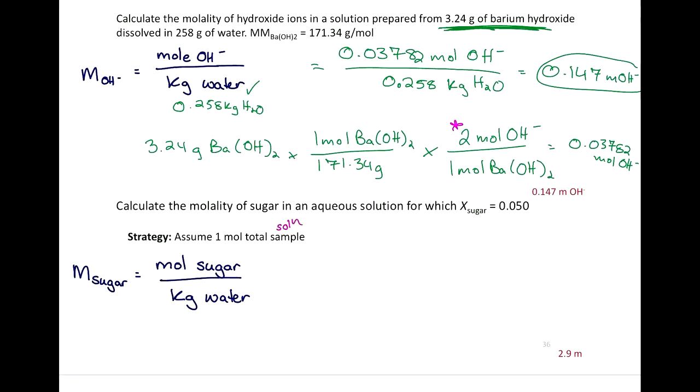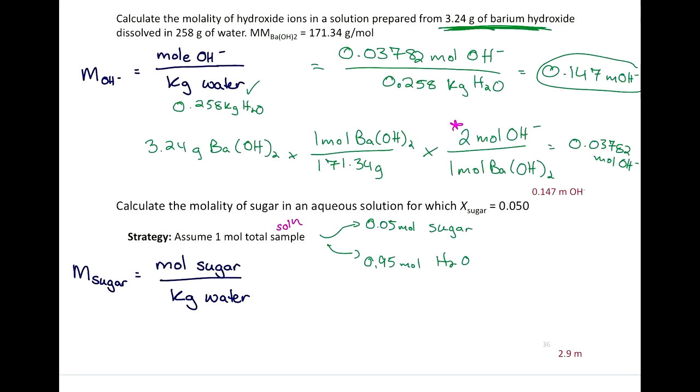So if we have 1 mole of junk in this beaker, how much of that junk is sugar? If we have 1 mole of stuff. 0.05, yes, we have 0.05 moles of sugar, but then how much, or I guess I didn't even tell you, what's the solvent here? It's water because it's an aqueous solution. So then how much water do we have? 0.95 moles of water. Yes. Okay. So again, starting with that assumption helps us start with amounts that we can then use to calculate.